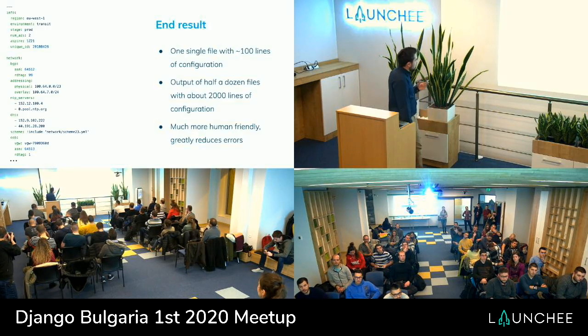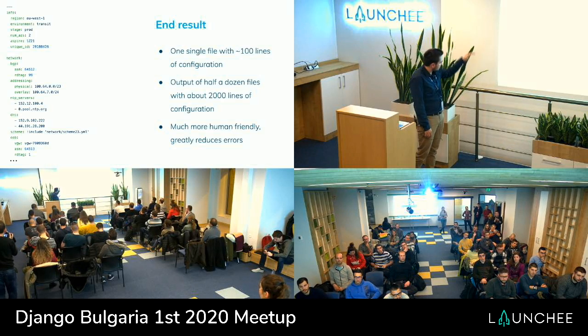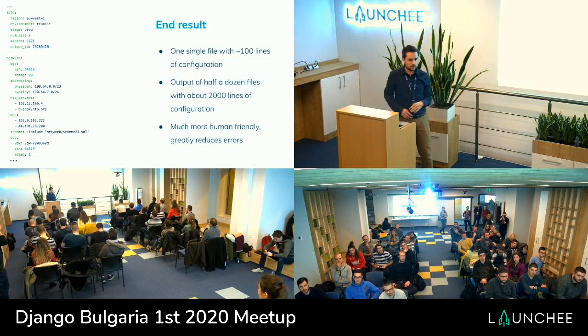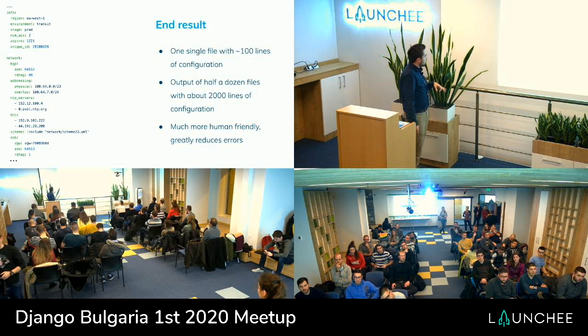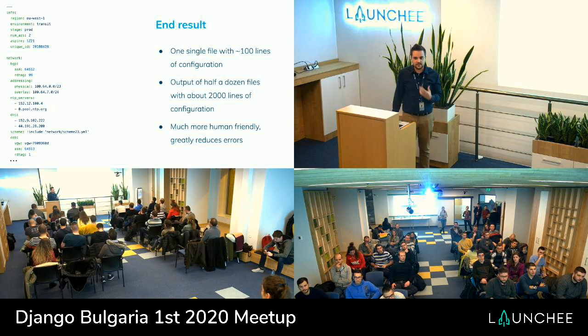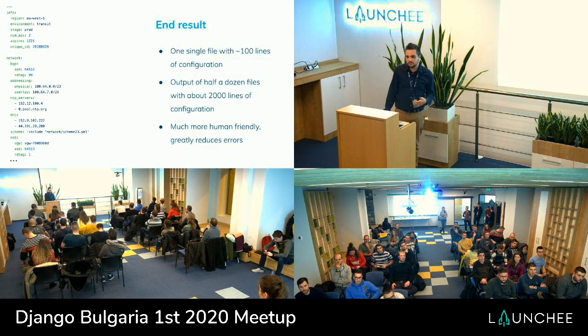So in the end result, this is one part. This is about a file that is usually about 100 lines, but it describes the whole stack of how to create a transit VPC from scratch. As you can see, we have terms that actually talk to network engineers, like what should be the ASN of my BGP, or which NTP servers I want to use on my devices.